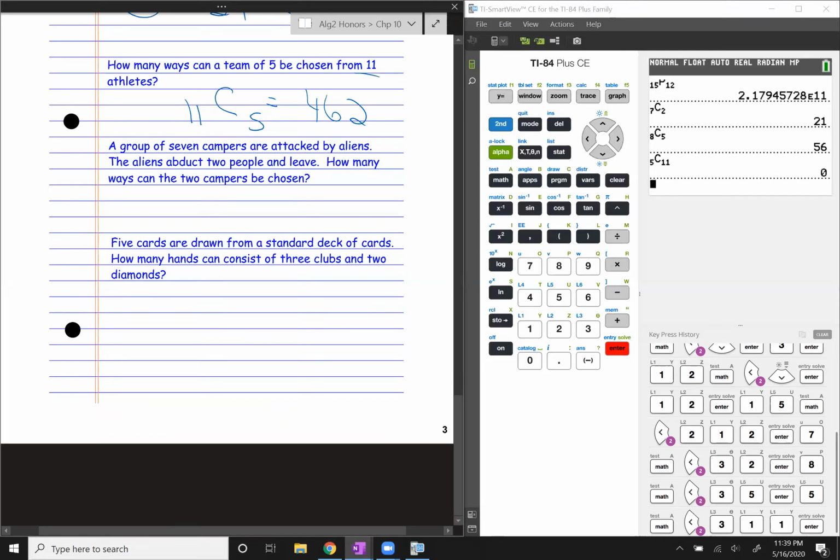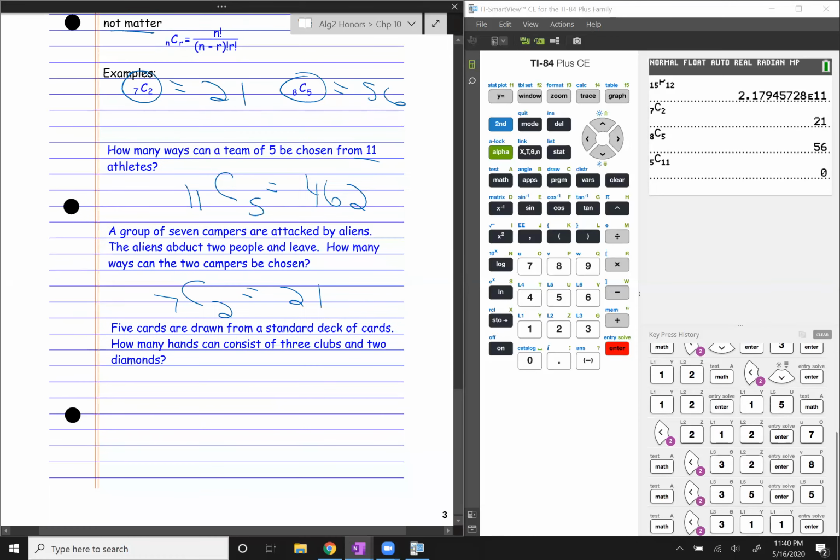All right, so we have 7 campers are attacked by aliens. This happened last week, I think. The aliens, they only choose to abduct 2 of them, and then they leave. How many ways can they choose them? So there's 7. They're going to abduct 2. All right, so that was 21. We had that one up top here. So hopefully you didn't go and do that again.